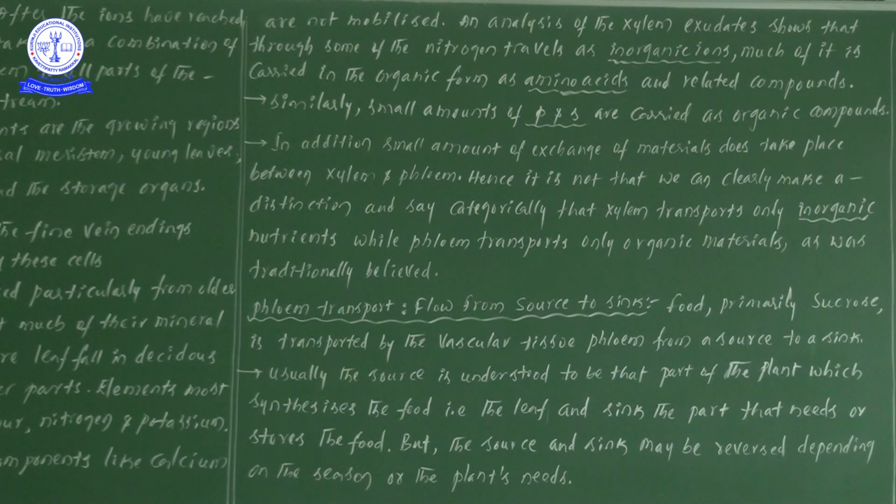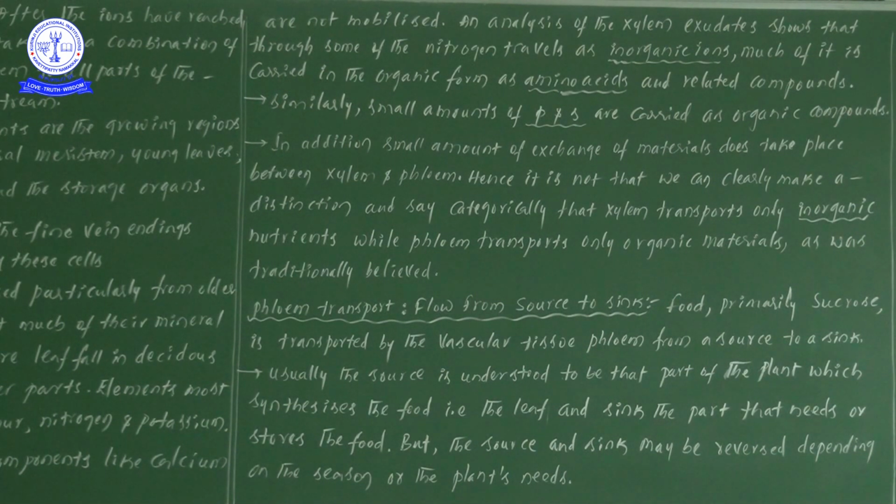One point you should remember: in the xylem members, there are two different types of chemical molecules, inorganic ions as well as organic forms of elements or compounds, which are translocated through the xylem. Similarly, small amounts of phosphorus as well as sulfur are carried as organic compounds. Here P and S mean phosphorus and sulfur are carried as organic compounds.